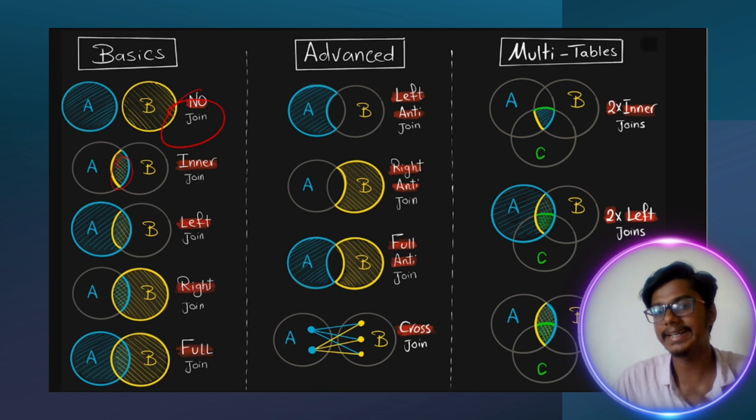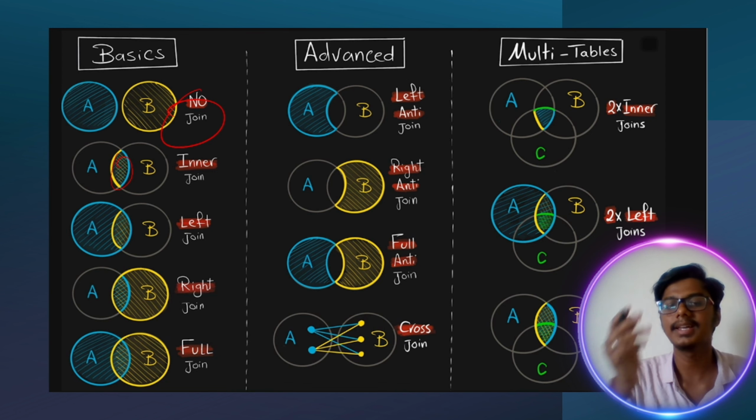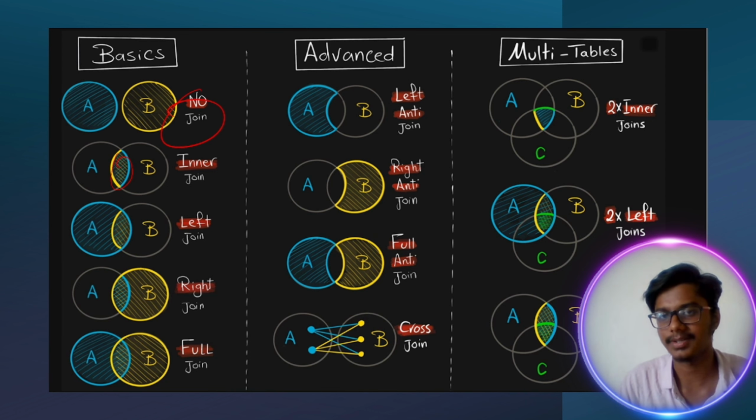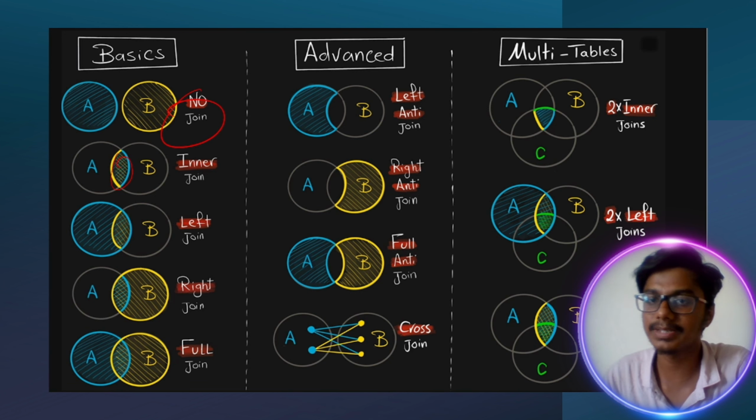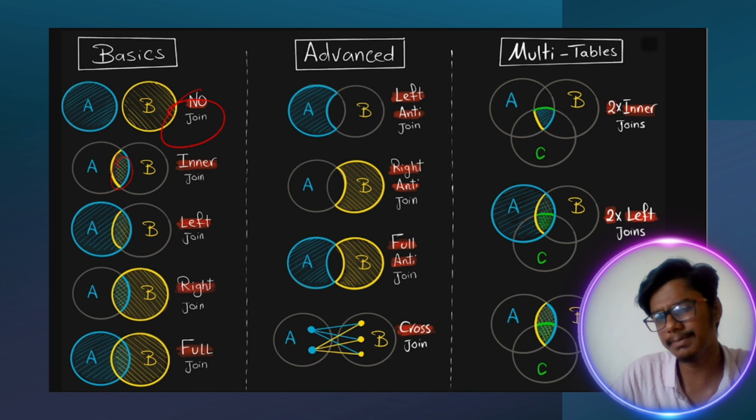Later we will get into the advanced session called the anti join, where we are looking for only the unmatched rows. That's the left anti join, right anti join, and full anti join. Later we will discuss the cross join. We will also discuss multiple tables, and how we can join multiple tables.